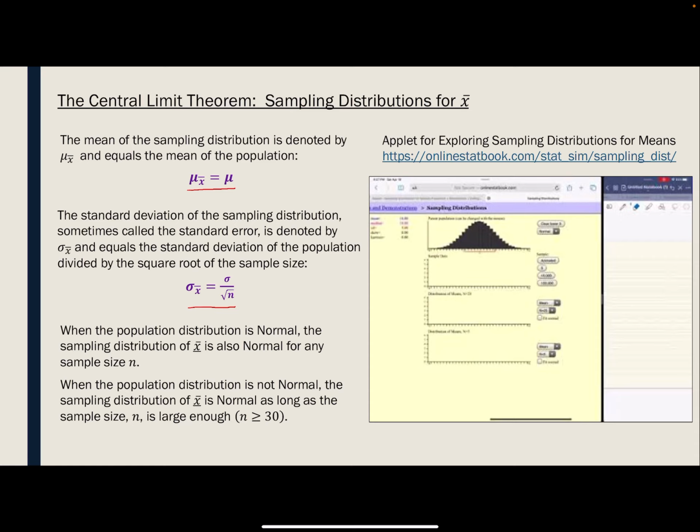The other thing that we learned is that when the population distribution is normal, then the sampling distribution for X bar is also normal for any size sample. But when the population distribution is not normal, we need a sample size that's large enough. Now the applet didn't let me do anything that is actually considered large enough by our textbook, which is greater than or equal to 30.